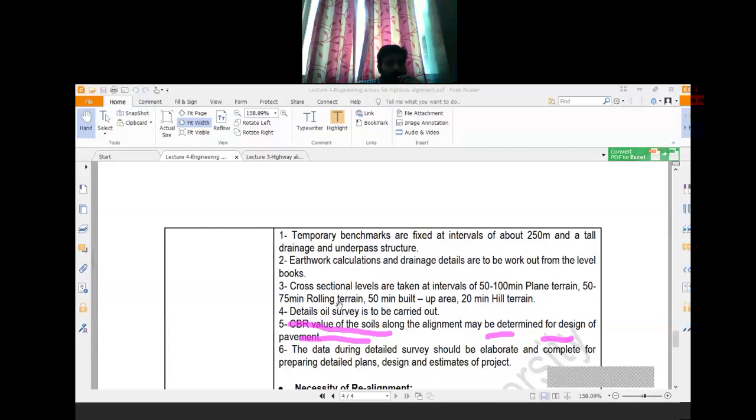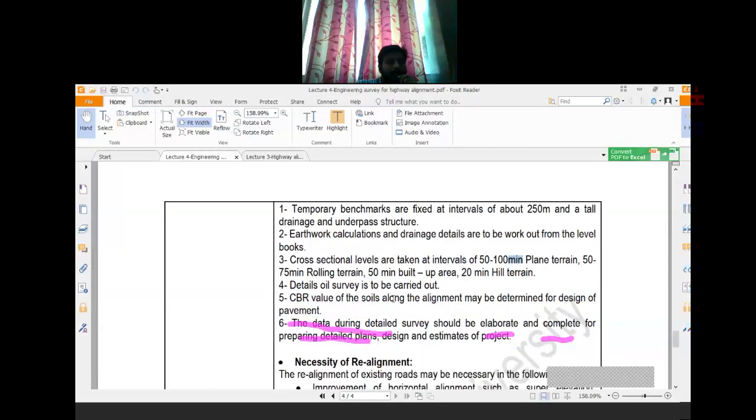Now, cross-sectional levels are taken at intervals of 50 to 100 meters; in plain terrain it is 50 to 75, for rolling terrain it is 50, and in hilly terrain it is 20 meters. Now, details of the soil survey are to be carried out.